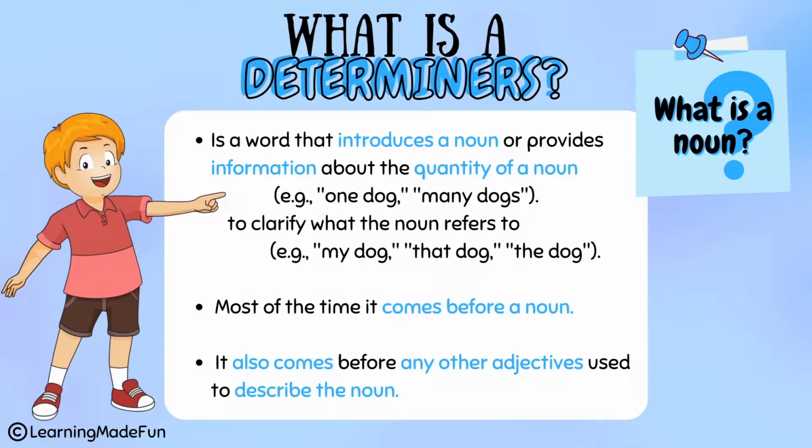Now, what is a determiner? A determiner is a word that introduces a noun or provides information about the quantity of a noun. So it introduces the noun to us and also tells us how many of the noun there is.